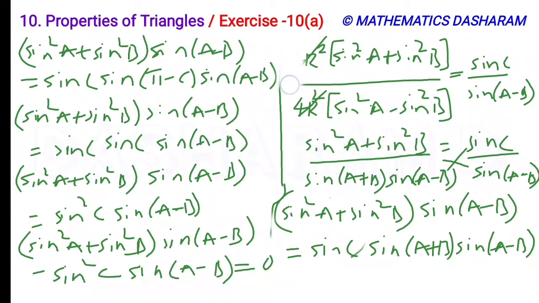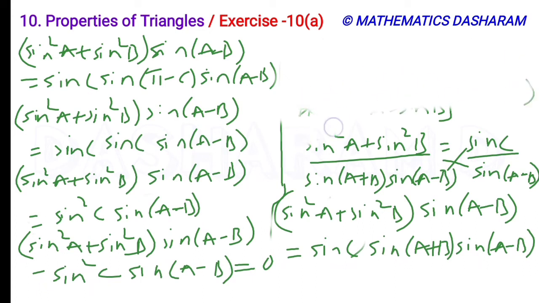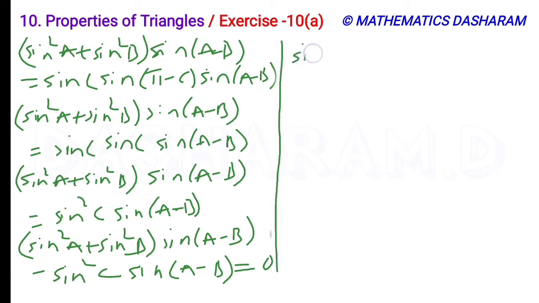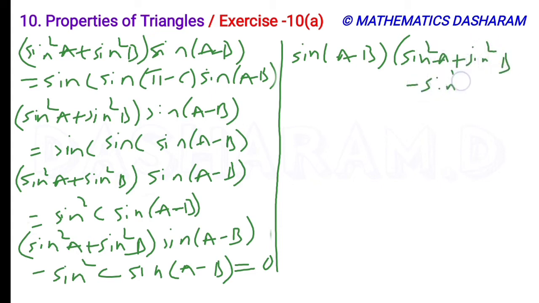The next step is we can take sin(A − B) common from both terms. Am I right? So take sin(A − B) common. Immediately you take the bracket. Here the remaining term is sin²A + sin²B − sin²C, bracket close, equals 0. So now it is a product of two terms equal to 0. Then the first term equals 0, next the second term also equals 0.